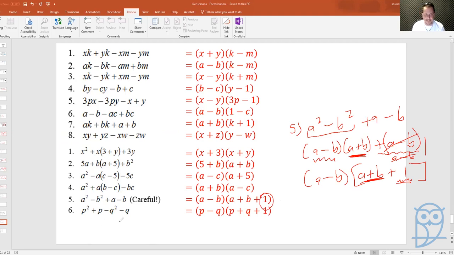Similarly with this one, it's exactly the same. You just need to group those 2 and those 2. And then again, it's a difference of two squares, take out the minus bracket, and then it's p plus q plus 1.